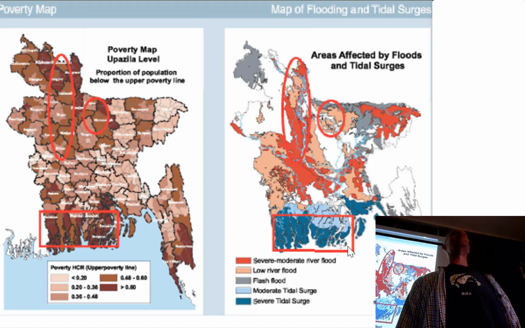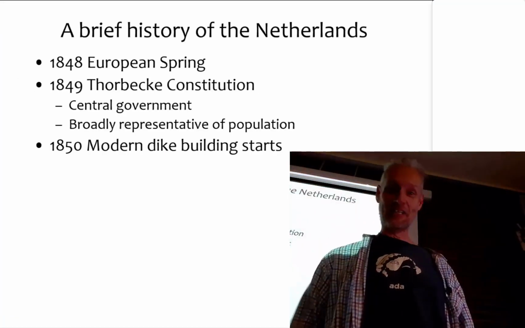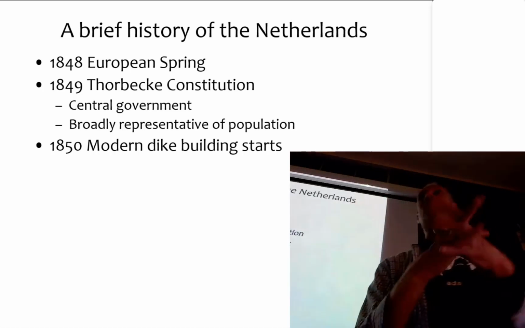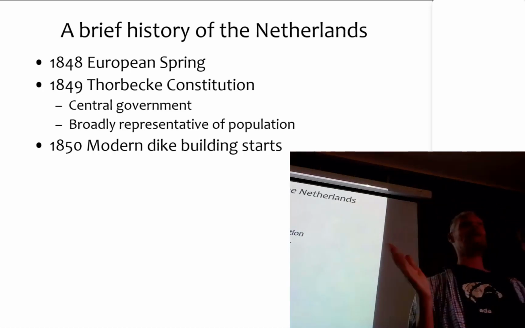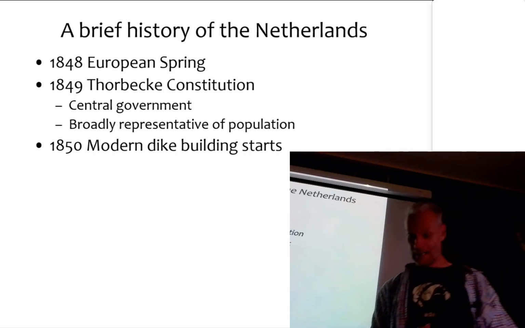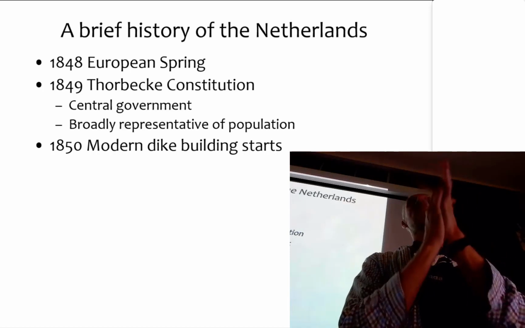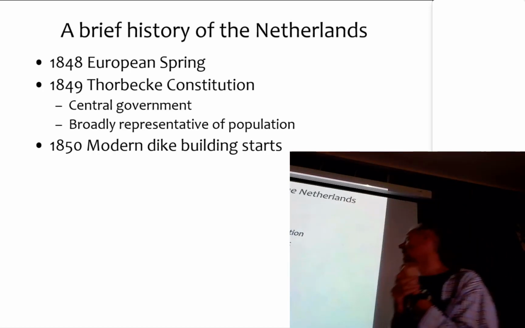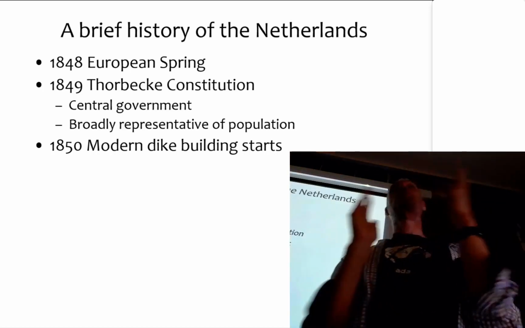Now, what is the difference between Bangladesh and the Netherlands? Well, here's a short history of the country. In 1848, we had the European Spring. People all over Europe rose up, right? Including in the Netherlands, but also in England and in Germany and in France, basically everywhere. In the Netherlands, that led to a new constitution in 1849, the so-called Thorbecke Constitution, and that did two things.